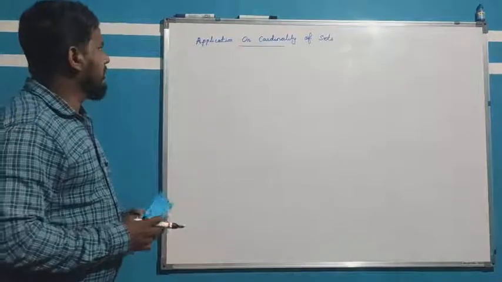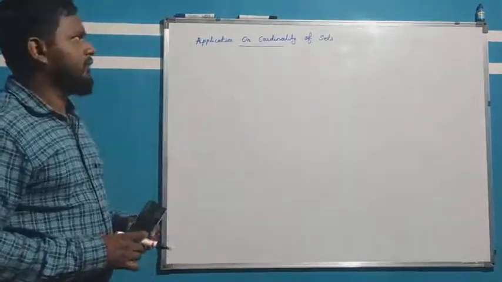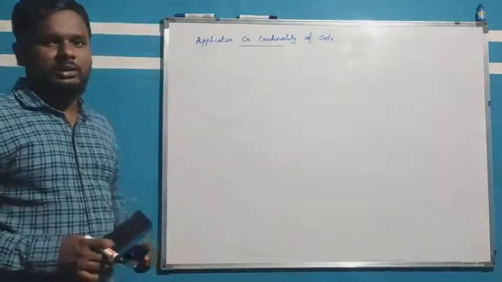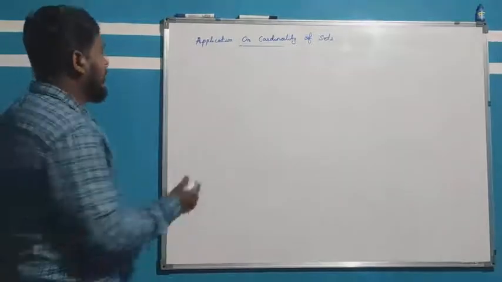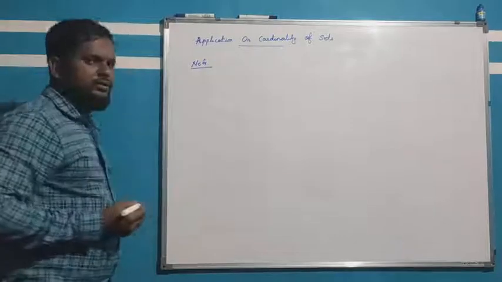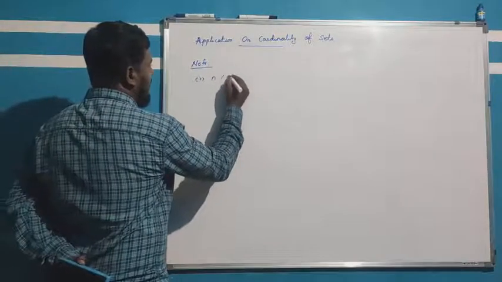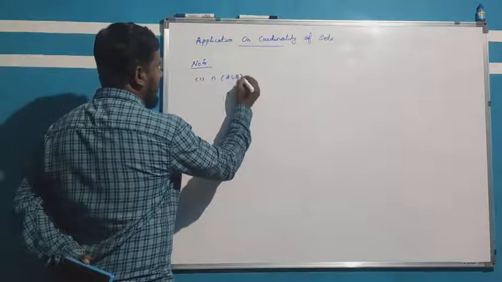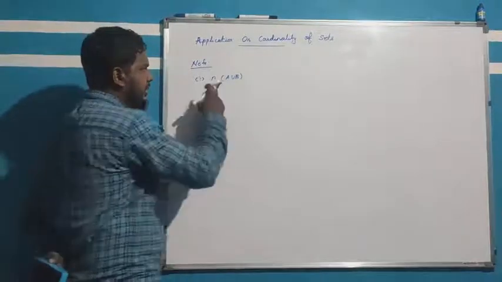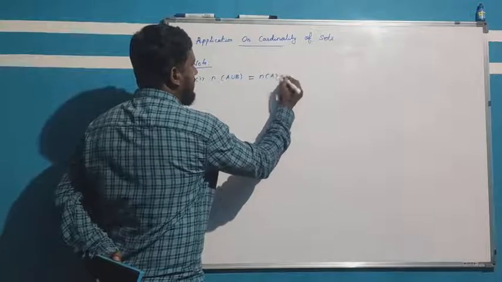Dear students, we can see the application of cardinality of sets. What are the applications of cardinality of sets? If you are using two sets, what properties can we see? We can see one note here. First, n of A union B, the cardinality of A union B. How to find n of A union B? It is n of A plus n of B.